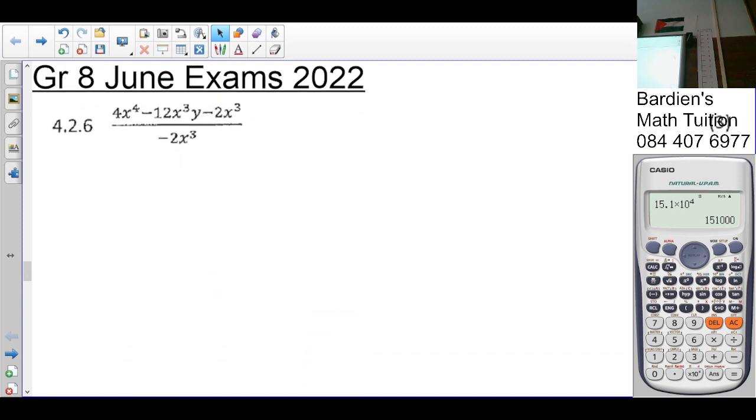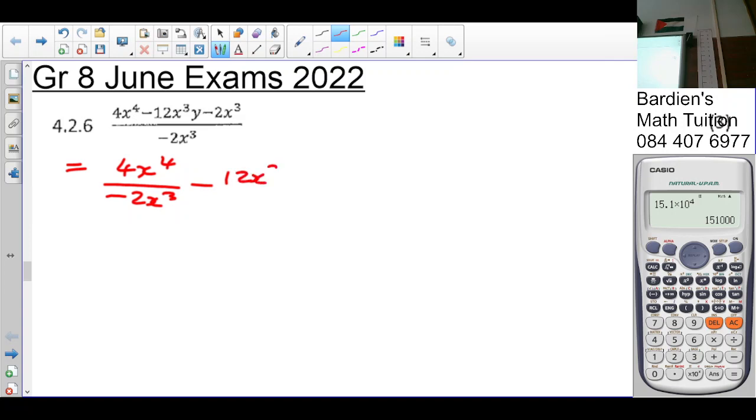Next question, each one of its own. If you can do it in your head, it's no problem. 4x⁴ over negative 2x³, minus 12x³y over negative 2x³, minus 2x³ over negative 2x³.